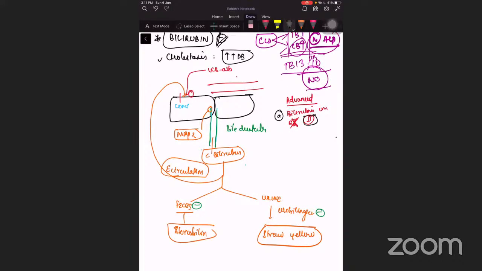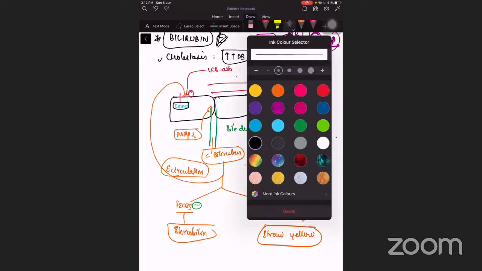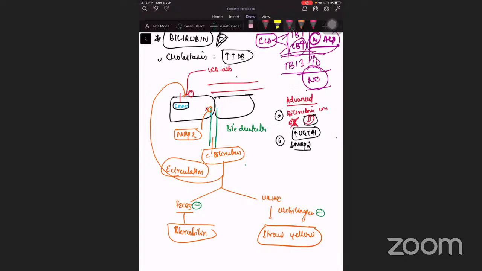The second thing, because of this, there is going to be increased UGT activation. So UGT levels are going to be preserved, so the conjugating ability is still preserved. The next thing is you look at the MRP2. Here there is going to be reduction in the MRP2 levels. This gets downregulated. So because of this, there is conjugated bilirubin in the liver, and now it cannot get excreted. So there is a block here.